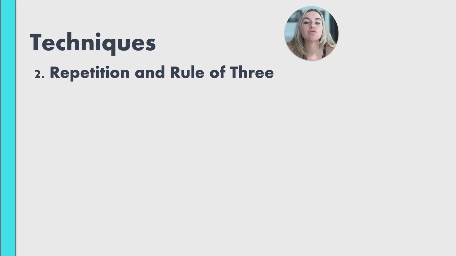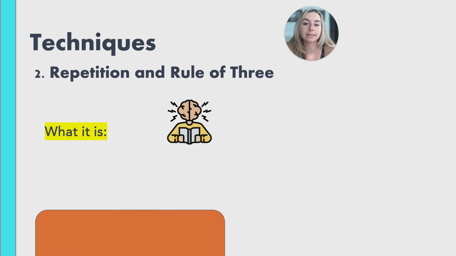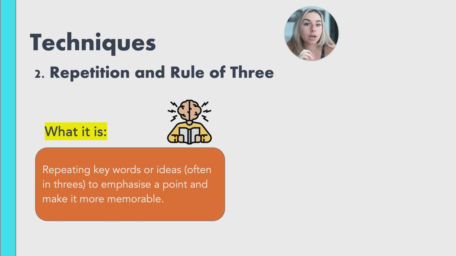Another technique is repetition and rule of 3. So what this is, repeating keywords or ideas, often in threes, to emphasize a point and make it more memorable. So normally threes, they say humans remember things in threes, and we can do that to really emphasize a point and make it really memorable.